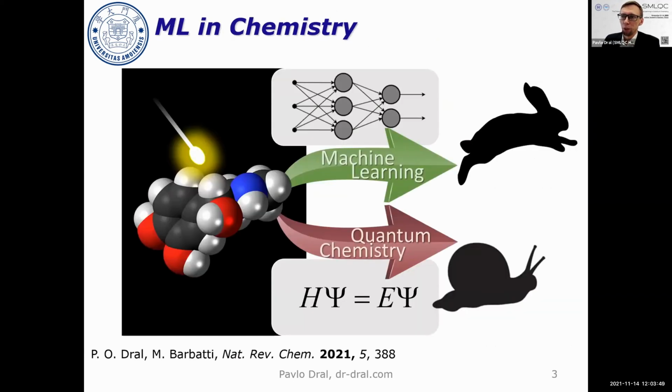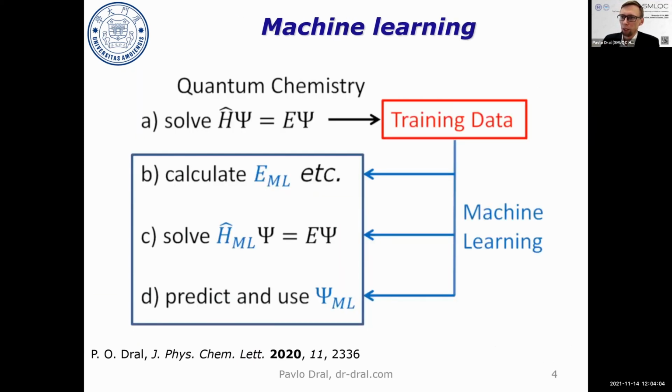So why do we use machine learning? As you know from this conference, it's because it's much faster than quantum chemistry. And it's not the end of the story. It's not just faster, but it allows you to improve your quantum mechanical methods in different ways.